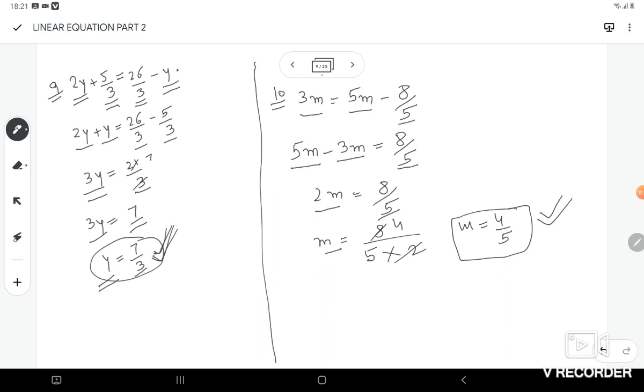Now moving on to the next problem, which says 3m equal to 5m minus 8/5. Here also we are going to use the transpositioning technique, which gives us 5m minus 3m is equal to 8/5 and 2m comes out to be equal to 8/5 and the value of m comes out to be equal to 4/5.